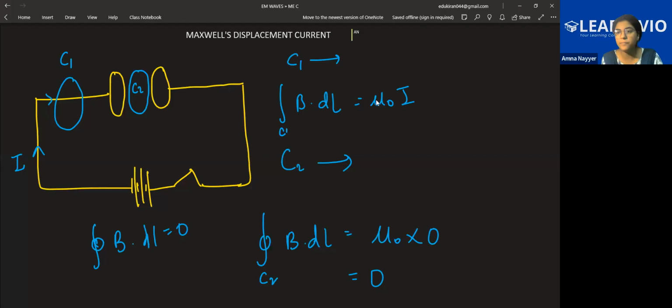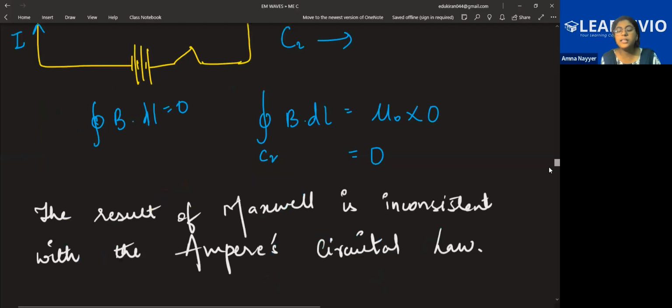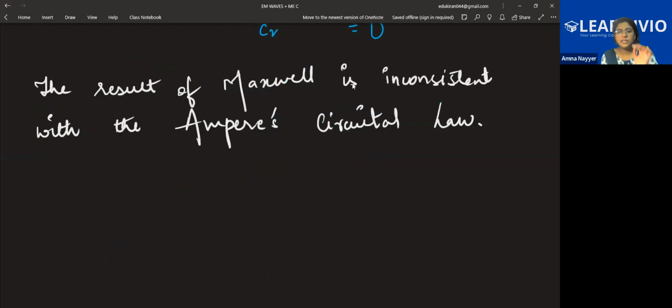This was one thing. So this result of Maxwell is inconsistent with Ampere circuit law, right? It means both of them are not matching. But Ampere circuit law is a proper law, and we have studied its proof also. So why is it not applicable when we are talking about electromagnetic waves? There is an inconsistency between the two.